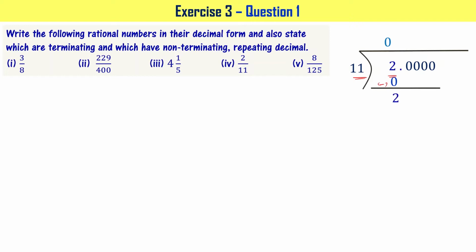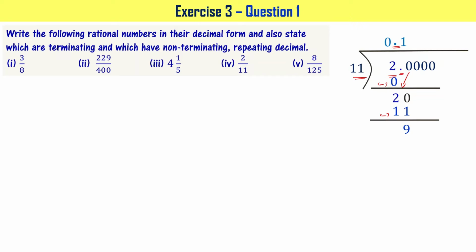And then we come across the dot. It means we have to put a dot here. Let's do that. Now let me bring the first 0 down. Then it becomes 20. 1 times 11 is 11. Let me subtract. Then I have 9 as a remainder.